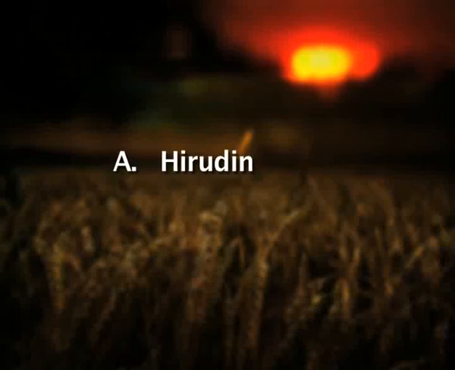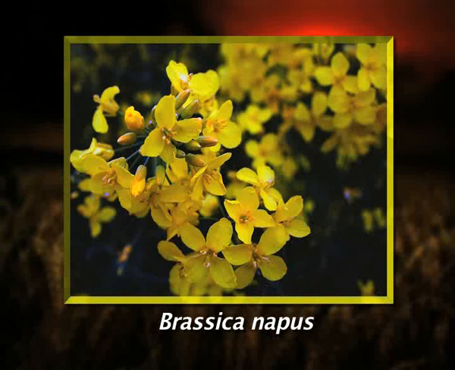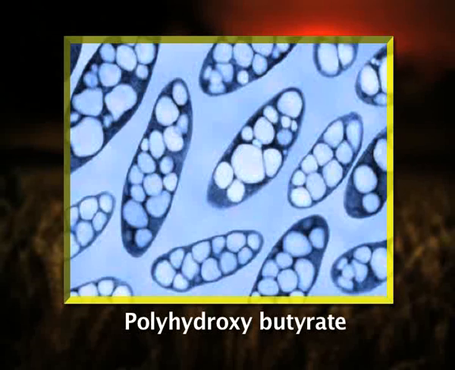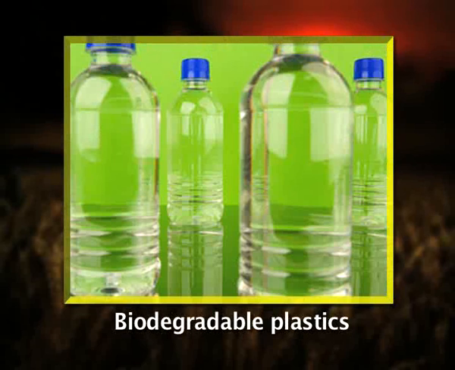Another application is biochemical production. Transgenic crop plants are being developed to produce novel biochemicals. Some successful examples are: number 1, hirudin. The first successful example is the production of thrombin inhibitor protein called hirudin. The recombinant hirudin is now produced in Brassica napus at a commercial scale. Another example is polyhydroxybutyrate (PHB), which is used for synthesis of biodegradable plastics with thermoplastic properties.